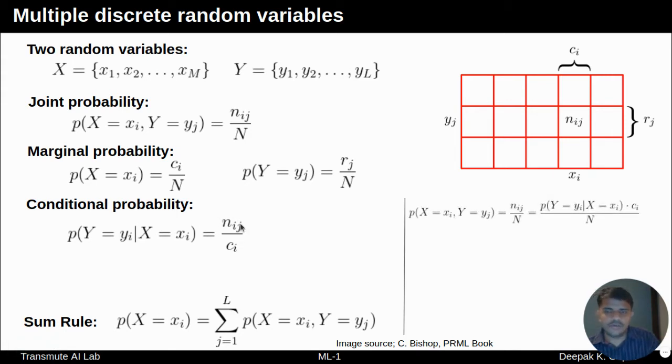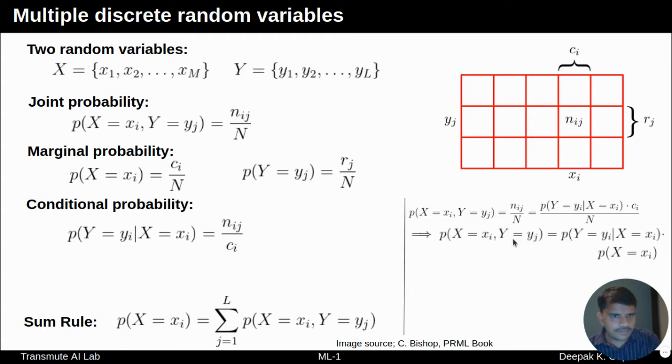Now, again, doing some maths around this equation, we have the joint probability written as this here. Now what we do is we take the value of nij from the equation of conditional probability. That will be equal to this conditional probability multiplied by ci. And we plug it in here. So the conditional probability multiplied by ci, and then we have N here.